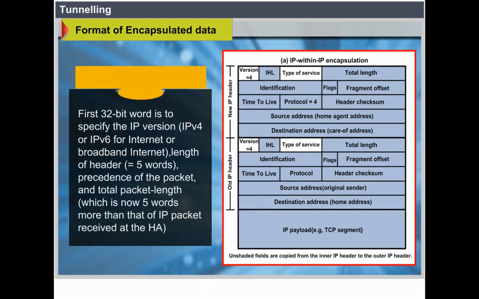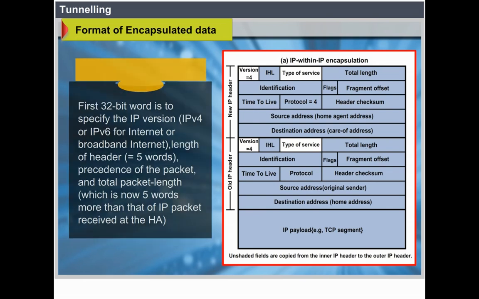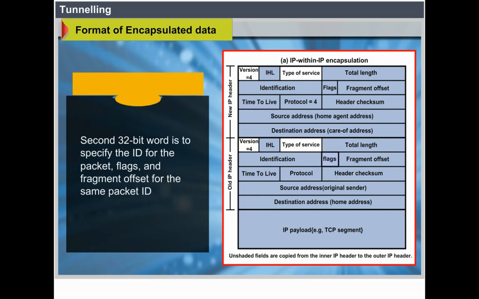The first 32-bit word specifies the IP version, IPv4 or IPv6, for Internet or broadband Internet. Length of header is equal to 5 words, precedence of the packet, and total packet length, which is now 5 words more than that of the IP packet received at the HA. The second 32-bit word specifies the ID for the packet, flags, and fragment offset for the same packet ID.